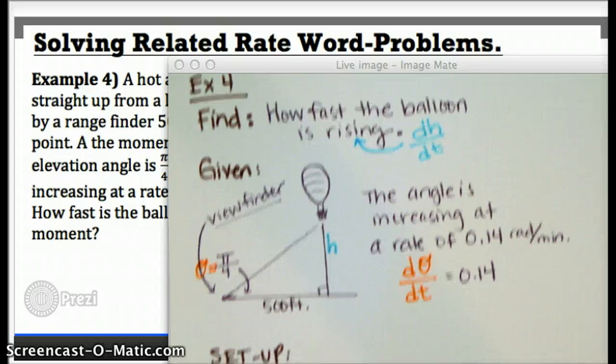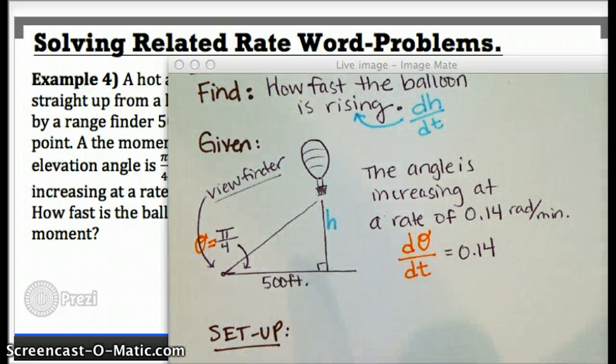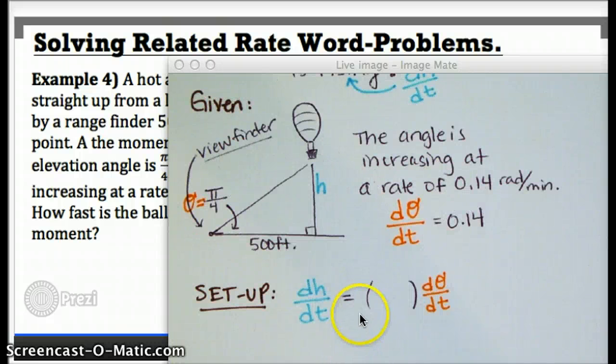The next step is to set up a differential equation. What should that look like? Beautiful. dh dt is going to equal something times d theta dt. What should that something be? Right, if this is going to be a true equation, it has to be dh d theta, because the thetas will cancel out and we'll end up with the derivative of h with respect to time.